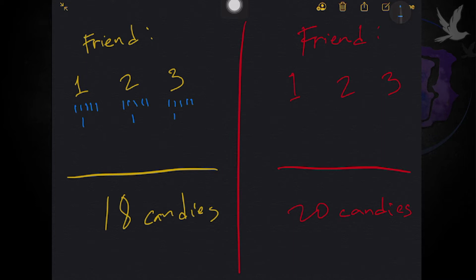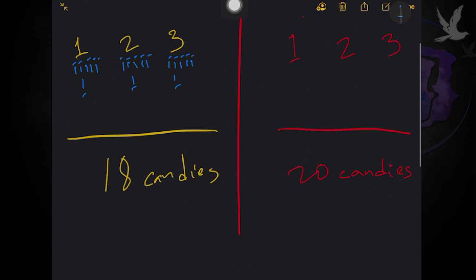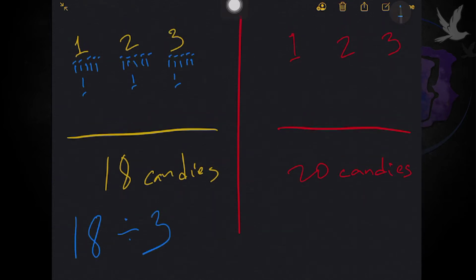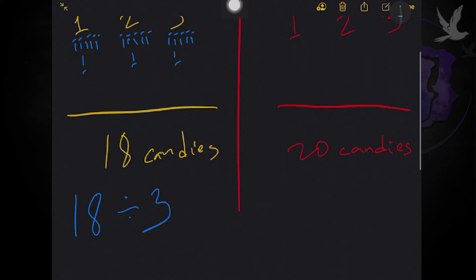Okay, let's try to count that in total. For friend 1, you have 1, 2, 3, 4, 5, 6. For friend 2, we have 1, 2, 3, 4, 5, 6. For friend 3, we have 1, 2, 3, 4, 5, 6. So equally. Okay, and in division, we can write that as 18 candies divided by the number of friends. Okay, so that's equivalent to 3. And since each friend was able to get 6 candies, that means that 18 divided by 3 is equivalent to 6.